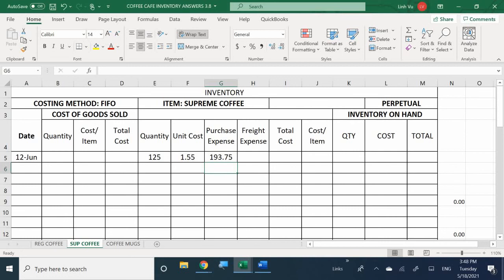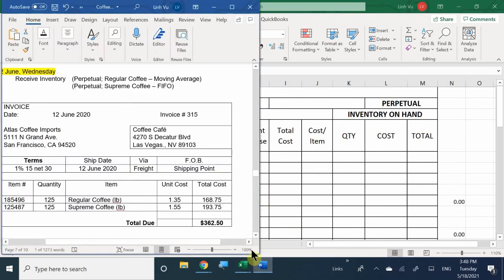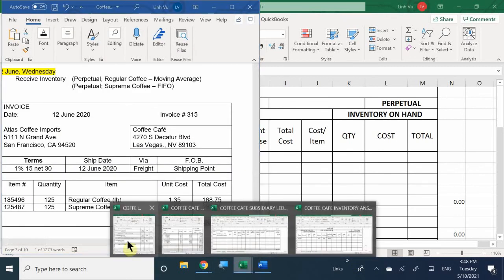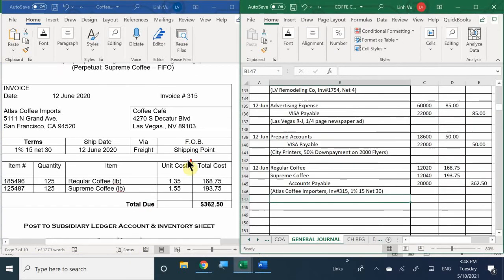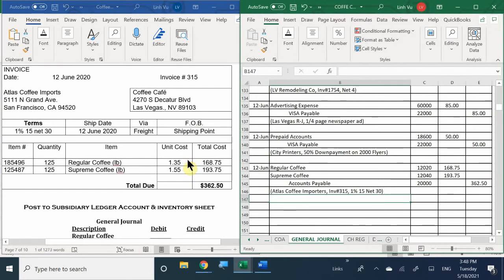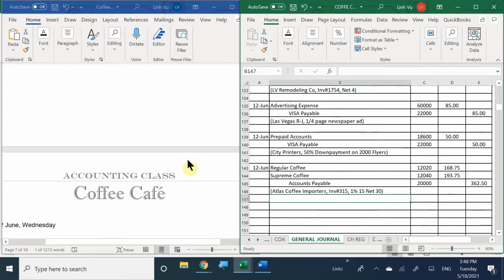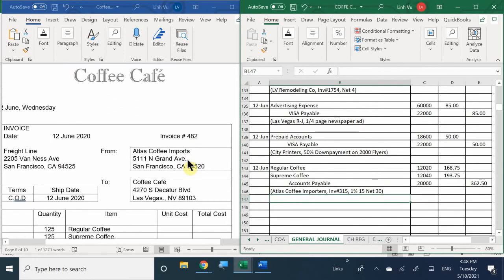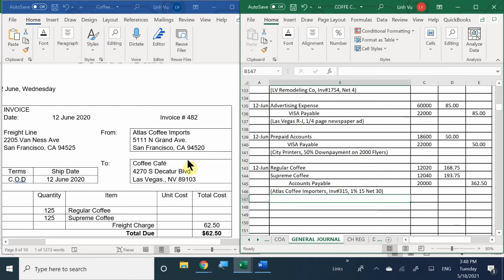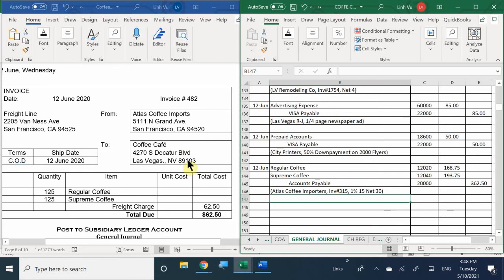Okay. So that's it for now. We'll complete the rest after we look at the next transaction. So then let's see what happened next. So what happened here? The invoice for the delivery driver came in.